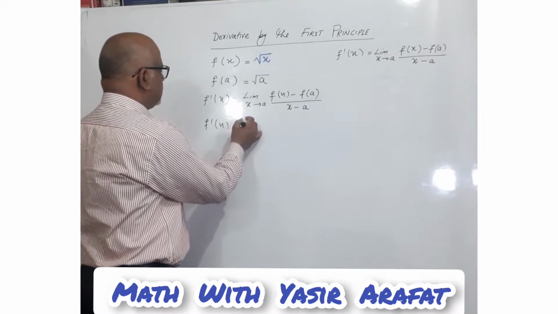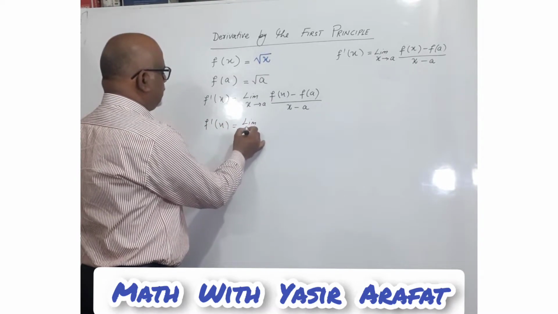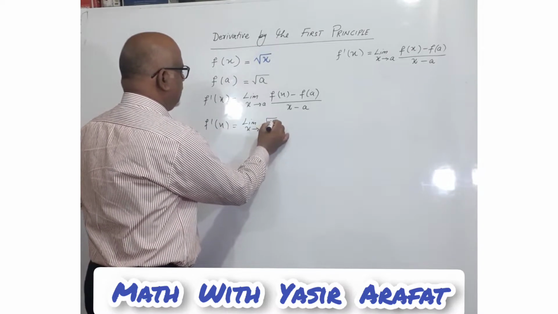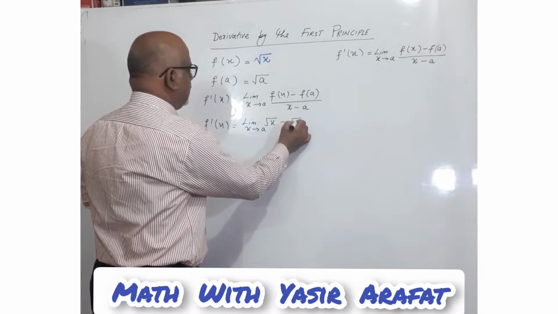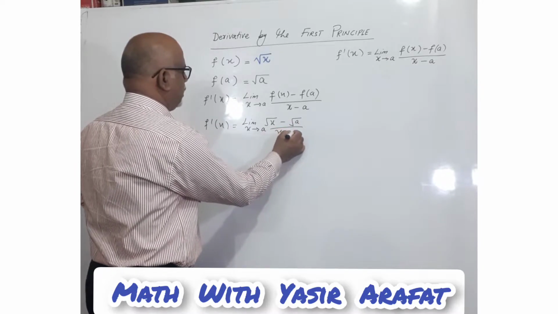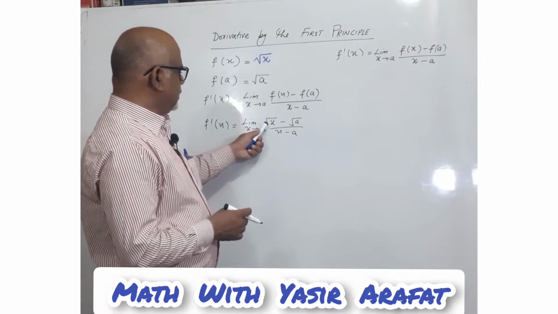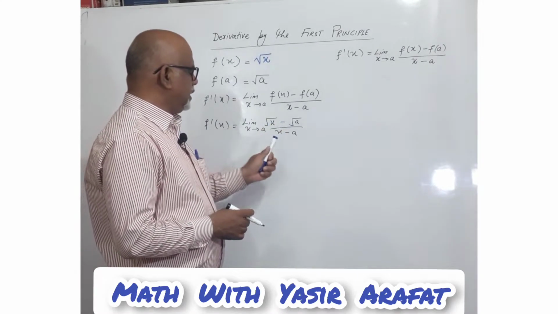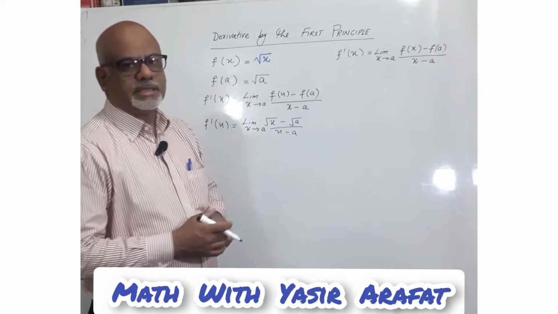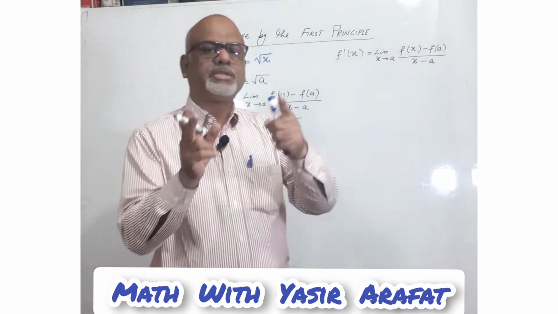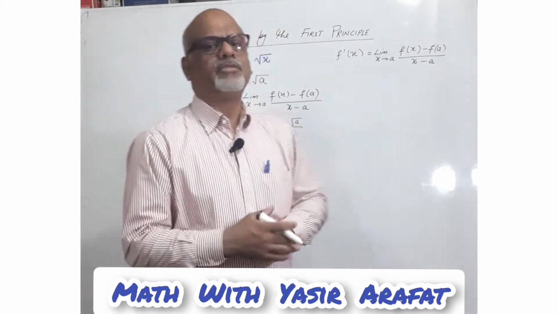So this is limit x tends to a, that is radical x minus radical a over x minus a. If it is possible, first we have to simplify the question, then we have to apply the limit.